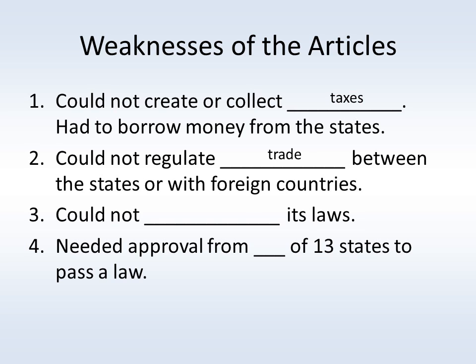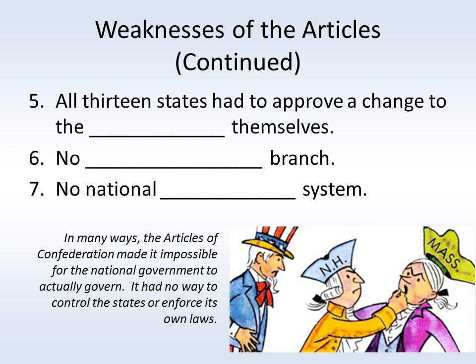Third, there was no executive branch to the federal government, so they had no way to enforce its laws. Fourth, in order to pass a law in the Articles Congress, you needed the approval of 9 out of 13 states. Fifth, if you wanted to make a change to the Articles of Confederation, all 13 states had to approve that change. Sixth, as mentioned, there was no executive branch to enforce the laws. And seventh, there was no national court system.